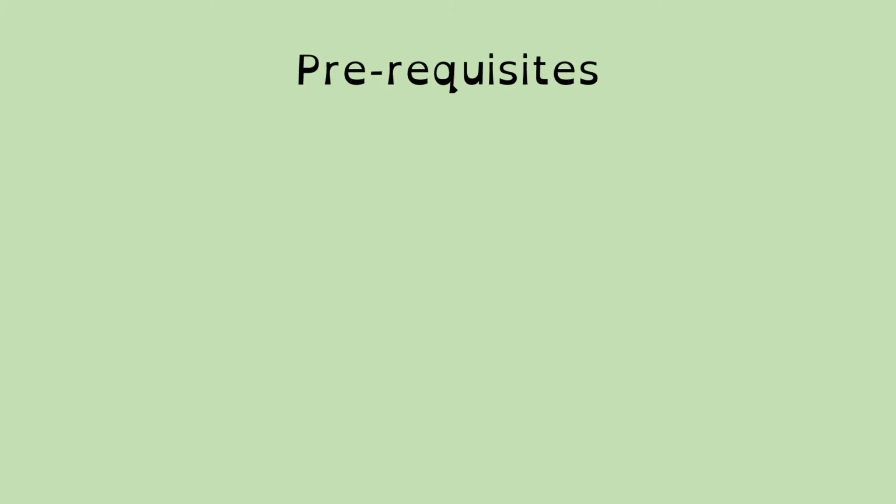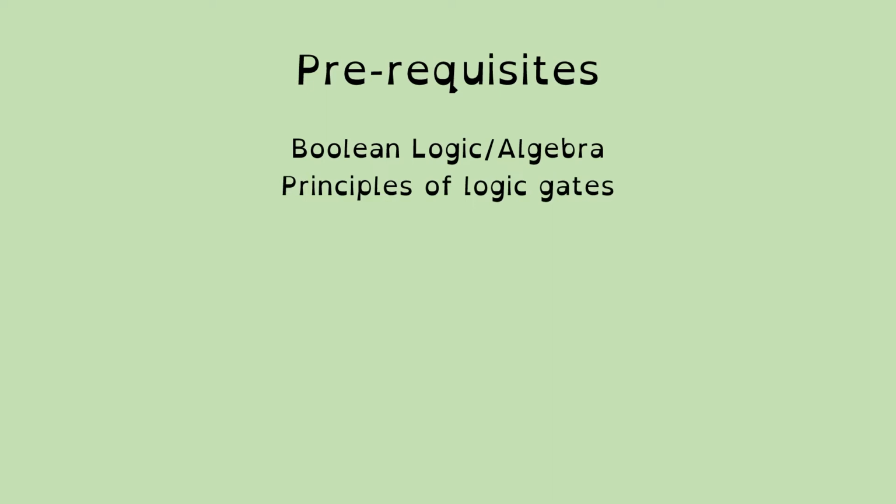In order to understand this, you probably should have some basic understanding of Boolean logic and Boolean algebra. It doesn't need to be in depth. An understanding of the principles of logic gates, what they are and what they're about, would be helpful, and the first video in this series does exactly that. So if you want to, go and check that out first. Now we're going to look at the XOR gate.